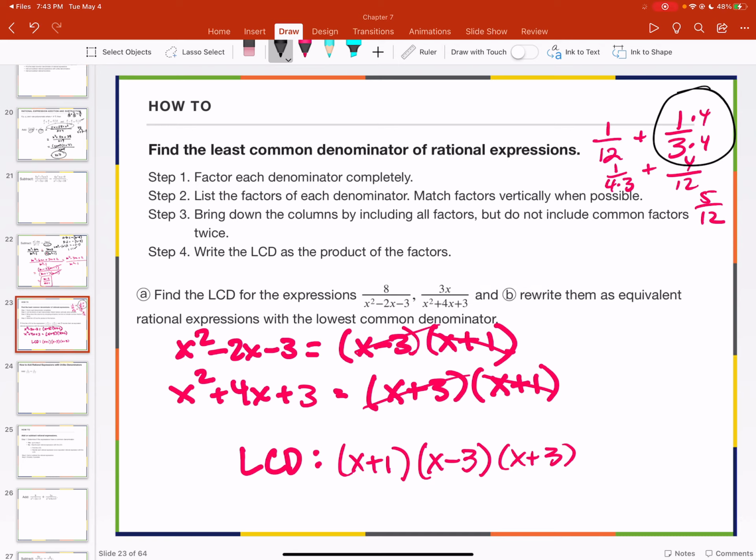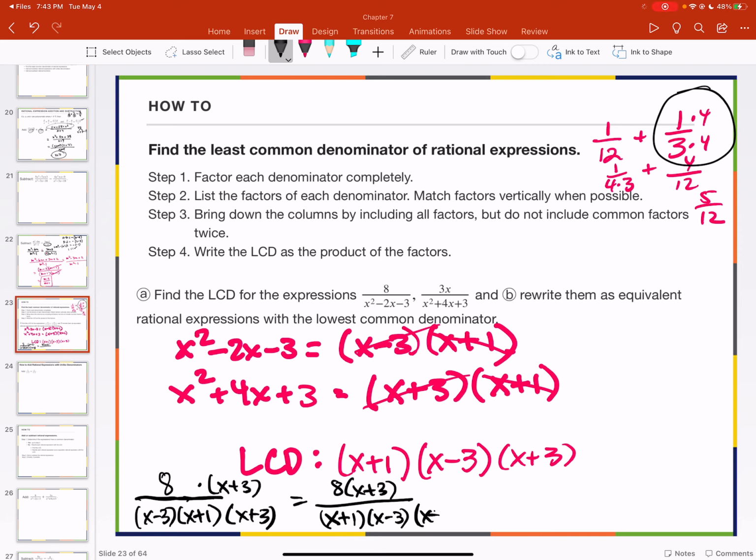So for the first one, 8 over (x minus 3)(x plus 1). I just rewrote it in factored form so we could see what we need to multiply by. The first one, we would have to multiply by x plus 3 to the top and the bottom, of course. So you're going to get 8 times (x plus 3) all over the LCD, which is (x plus 1)(x minus 3)(x plus 3).